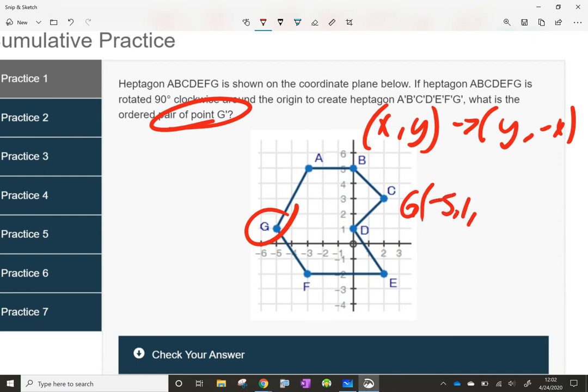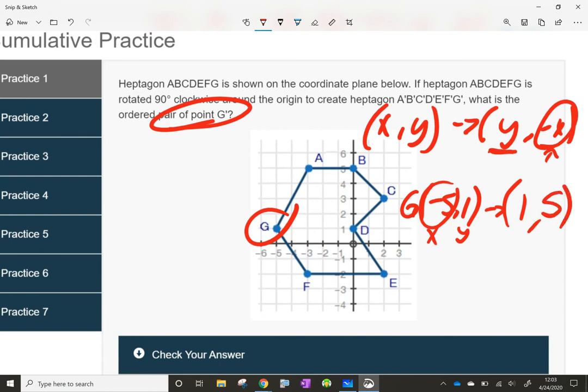So negative 5, 1. If we follow the rule, we write the y term first, not change its sign, just leave it the way it is, but make the y value the x value. So the y value here is 1, so it's now going to be the x value. And then negative x means change the sign of the x value and write it as a y. The x value was negative 5, but the negative x means change its sign, so it becomes a positive 5 that we write as our new y value. So there you go. The point is (1, 5).